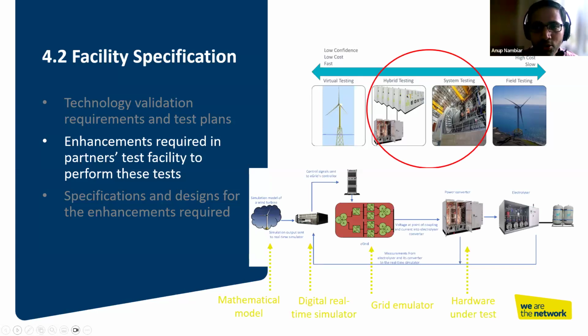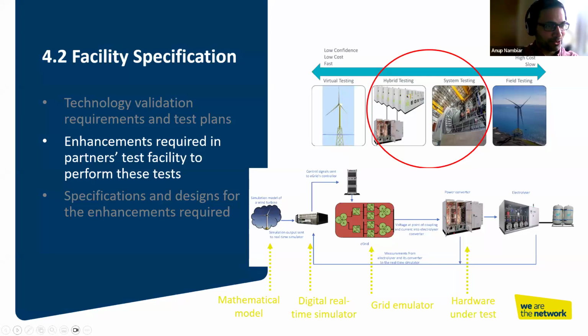Perfect, thanks. In system testing, essentially we have a full system being tested in a test facility. With hybrid testing, it's similar, but instead of having the whole system as hardware, we have parts of the system emulated in software and parts of it in hardware, and that's basically where the ORE Catapult strength lies, and that's what we want to pursue further here. For hybrid testing, as the image at the bottom shows, there are four main components that we deal with.